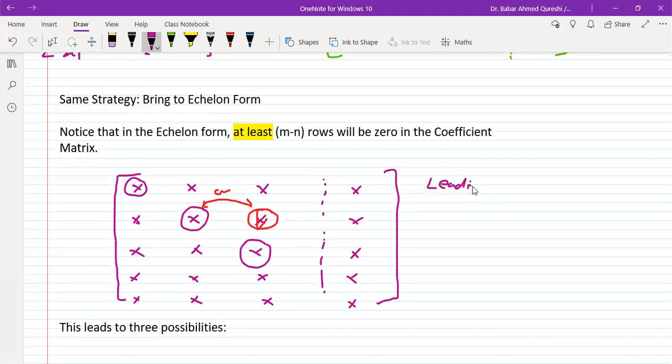Leading non-zeros are equal to the number of columns, because in each next row you slide your column by at least 1. So at max you can have n lead variables.